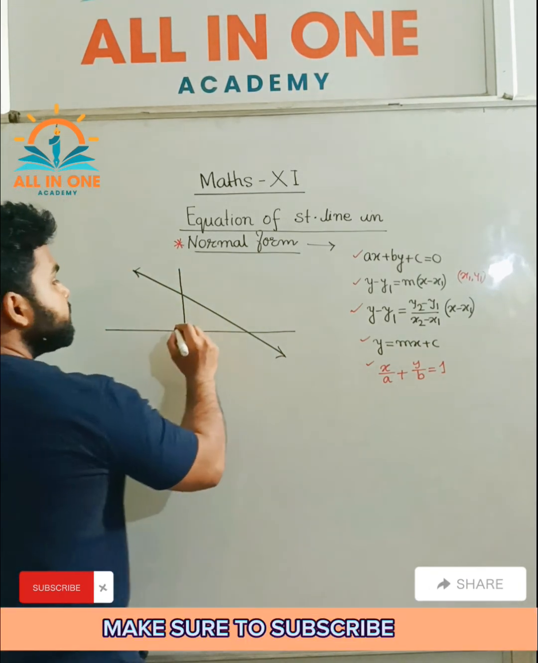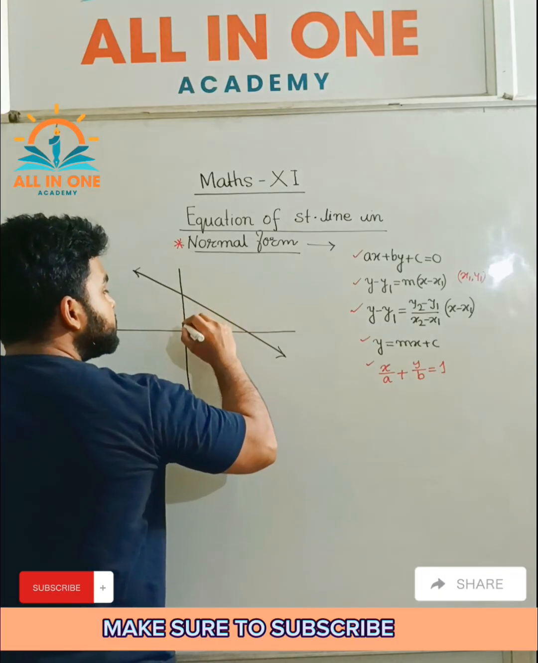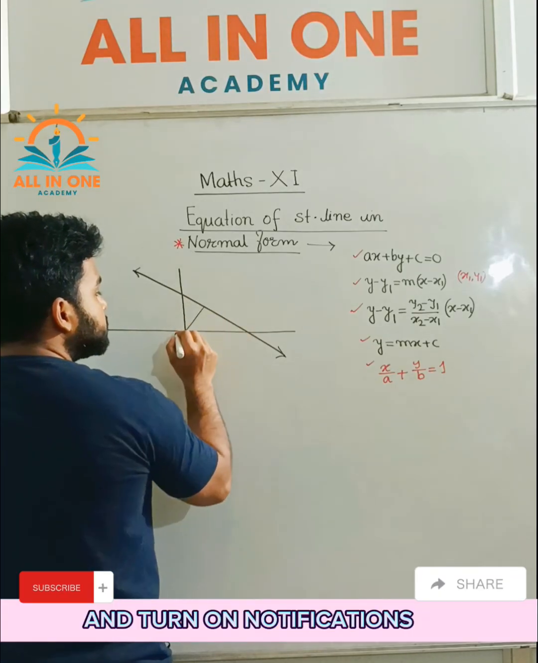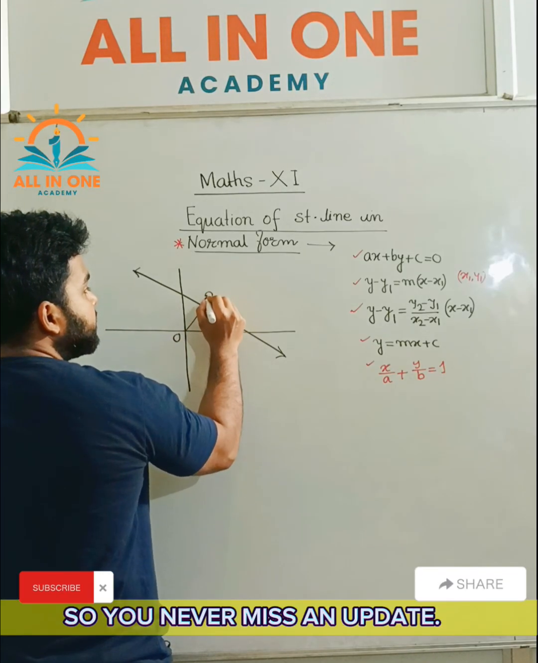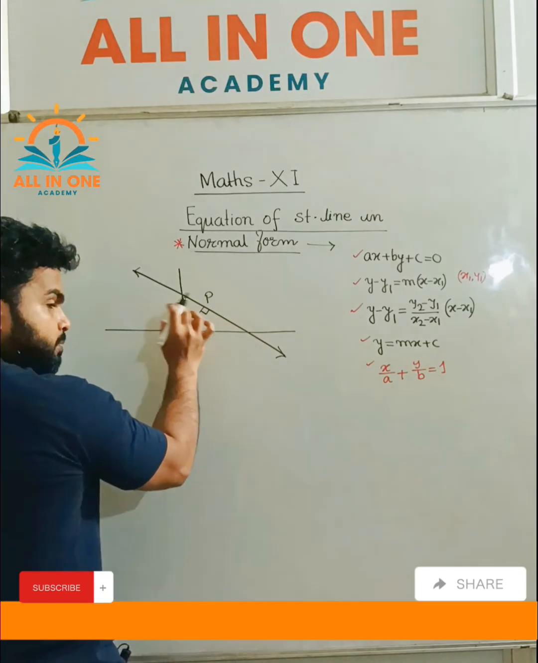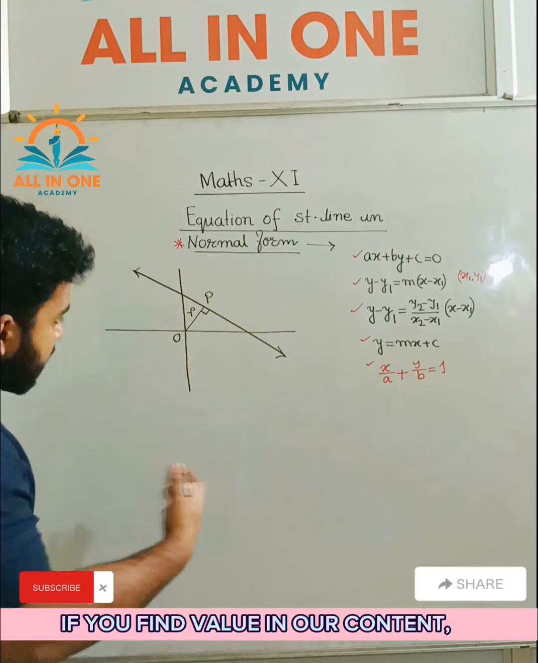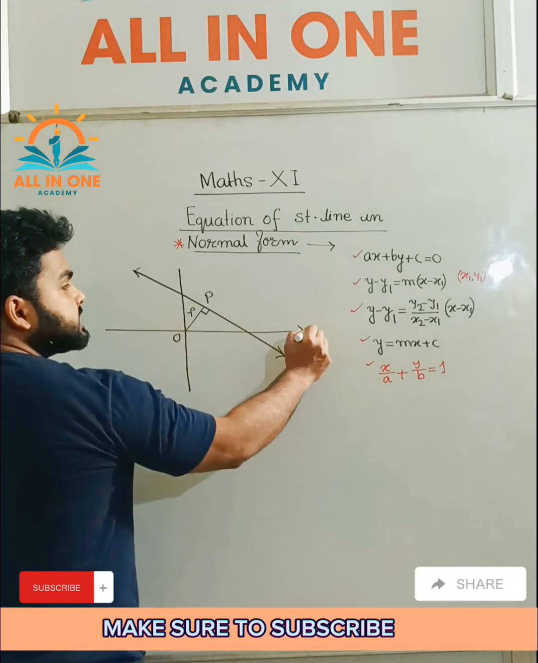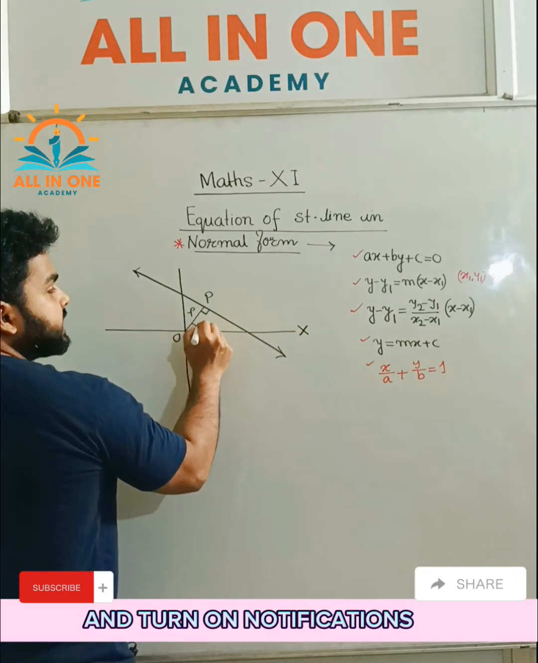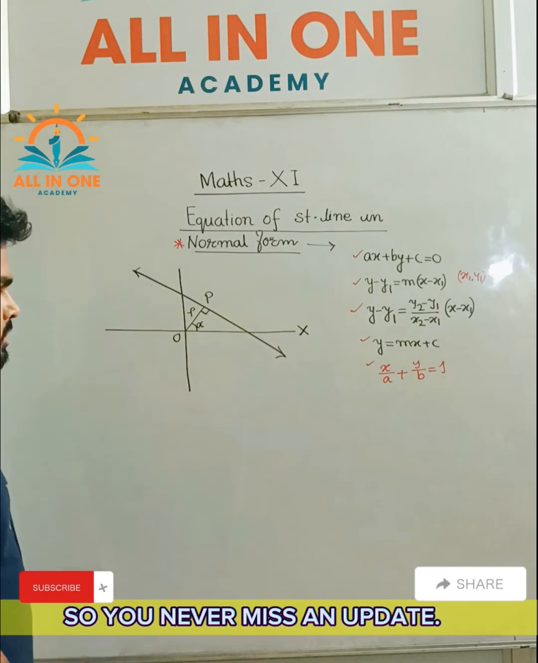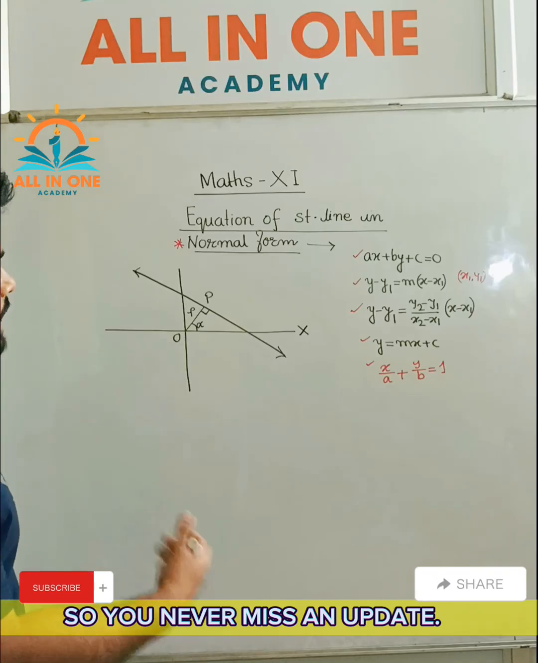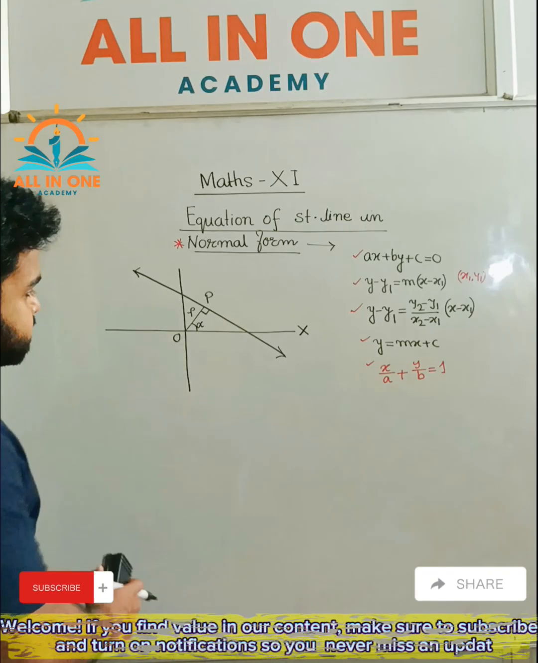What are the parameters? If we drop a perpendicular from the origin to this line, suppose this is O, this is P and this is 90 degrees. The length OP will be given to us as small letter p. And the angle that OP makes with the x axis is also given to us. So with these two pieces of information we will have to derive the equation of the straight line.